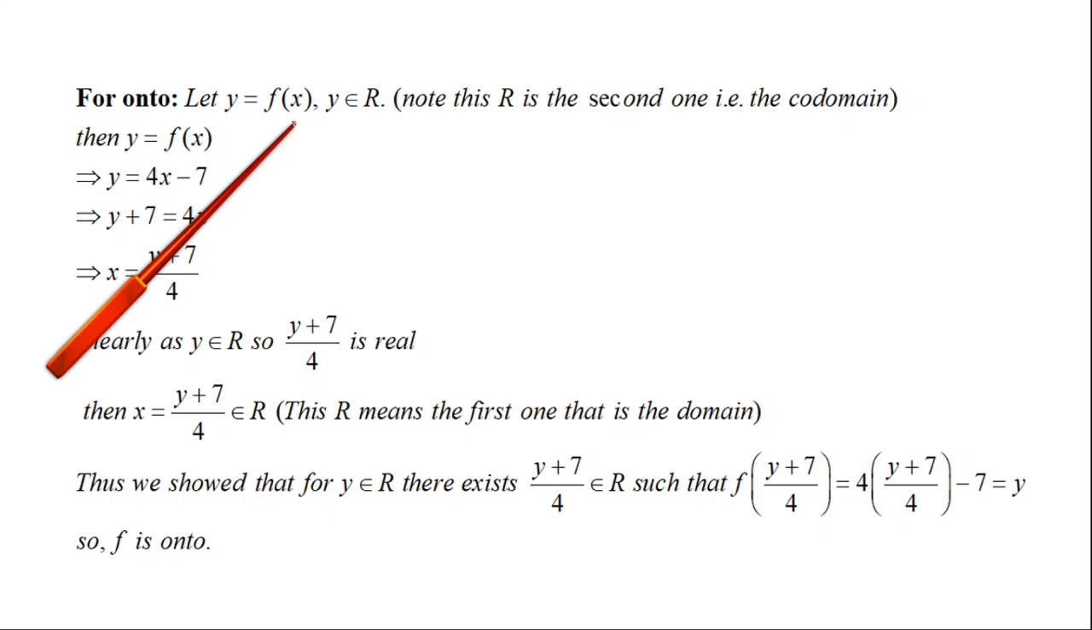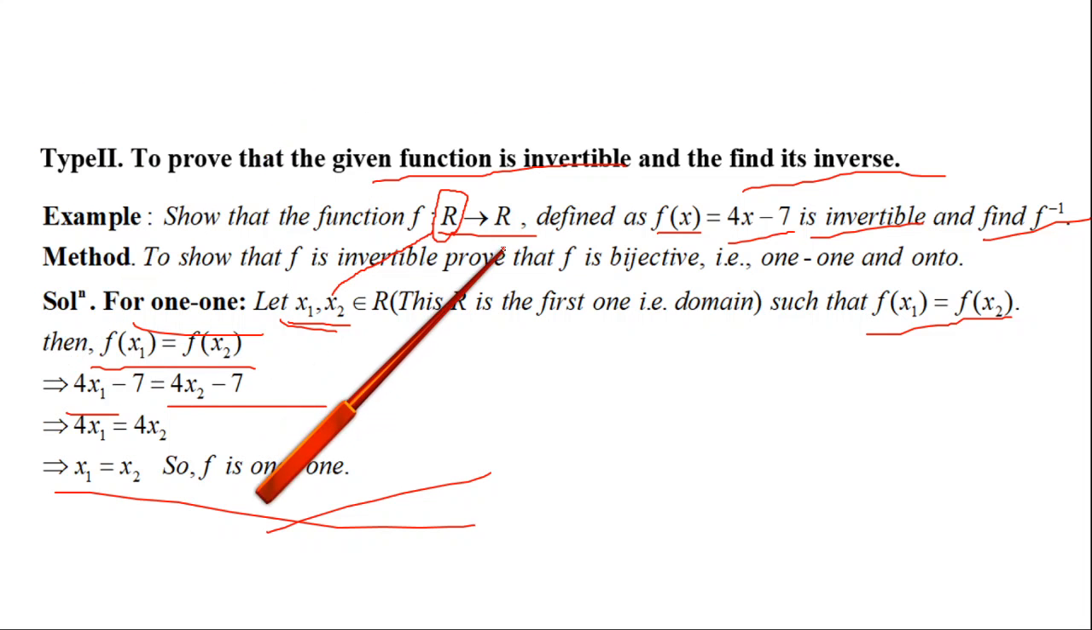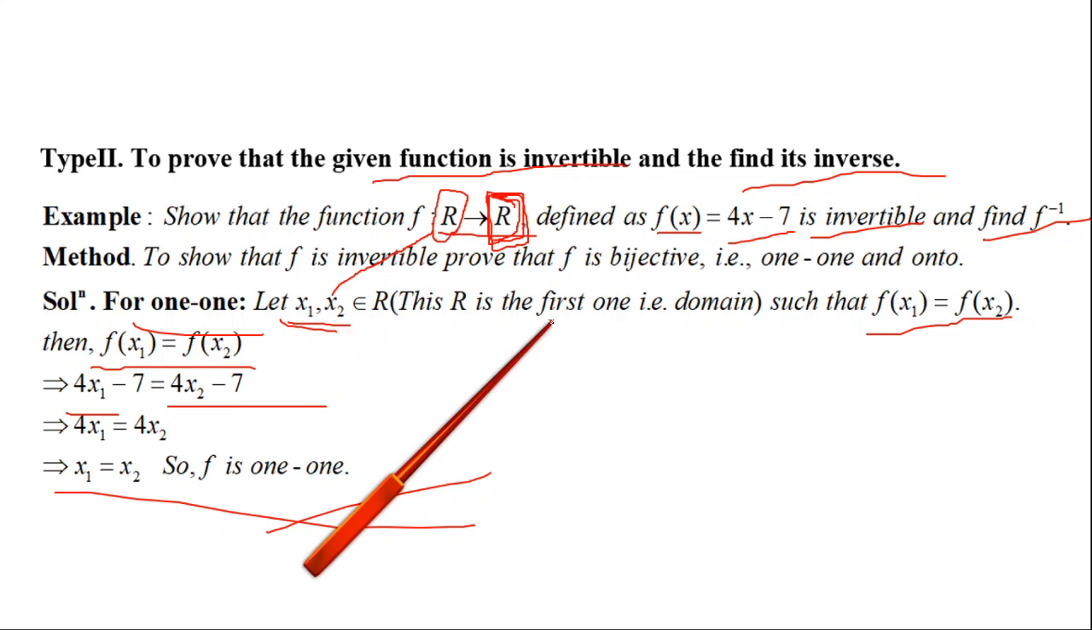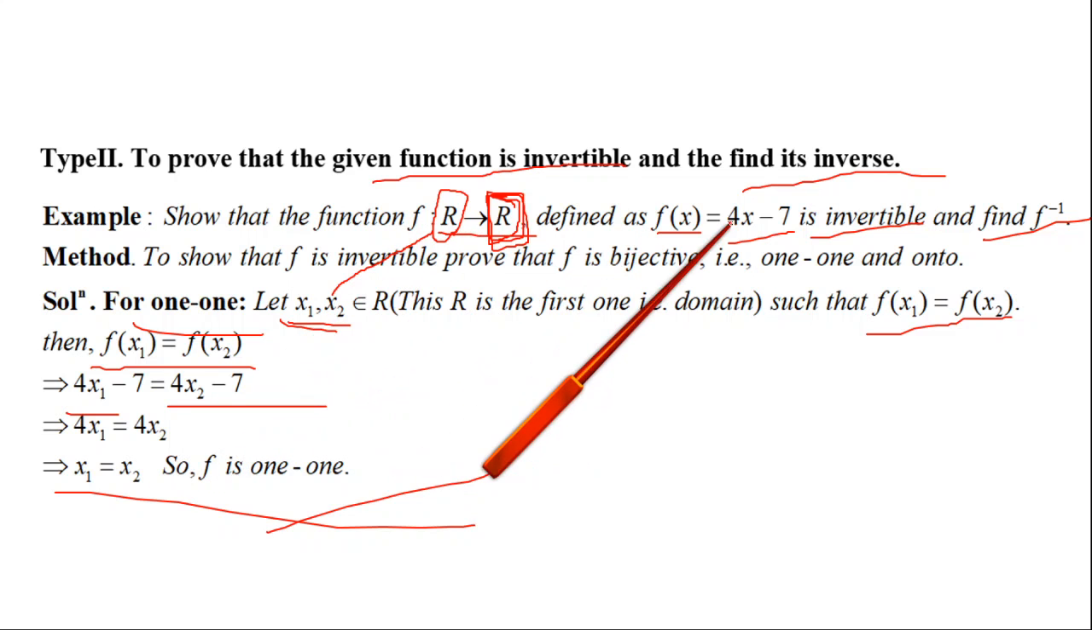In order to show onto, we have to show that every element in this codomain has a preimage. So if we could show that for every element here we have an element over here, which is related to each other by this definition.